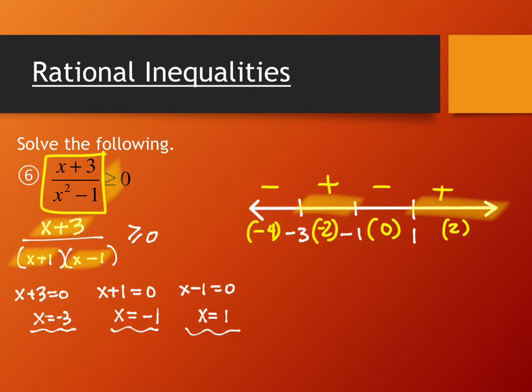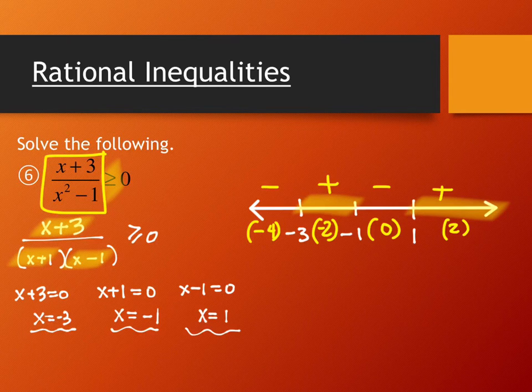I need to write the answer, but I need to be careful about whether to include parentheses or brackets. Now, if this had just said greater than 0, they'd all be parentheses, and that'd be simple enough. Parentheses on the infinities, parentheses on the numbers, no big deal. Because there's an equal to, I have to pay more attention. I don't just get to put brackets everywhere either.